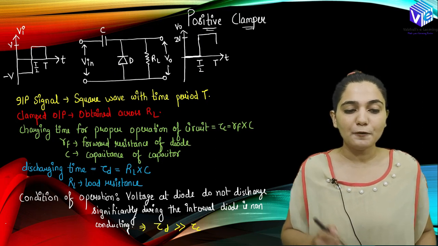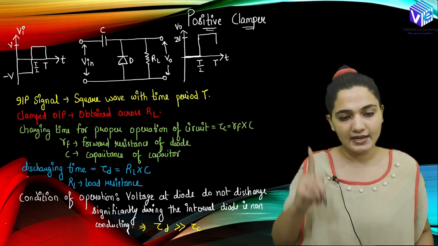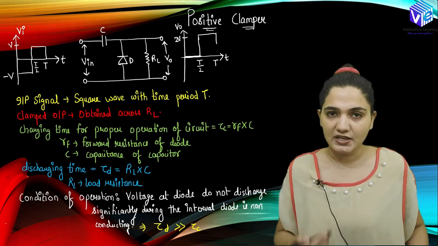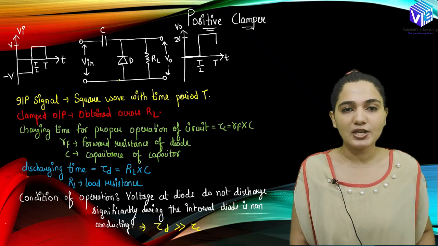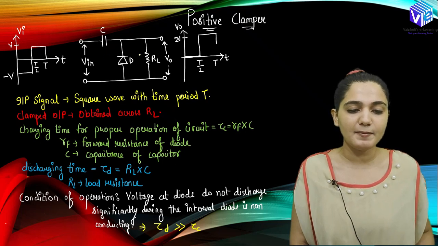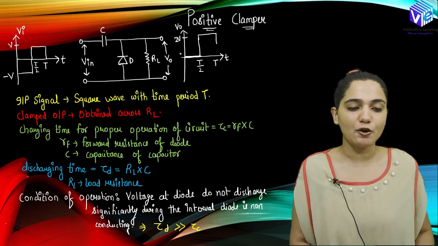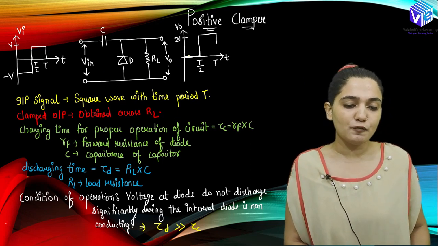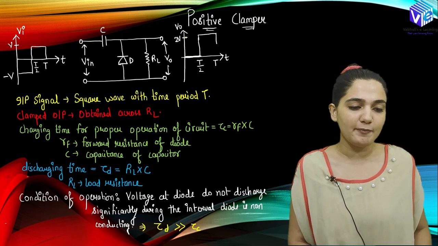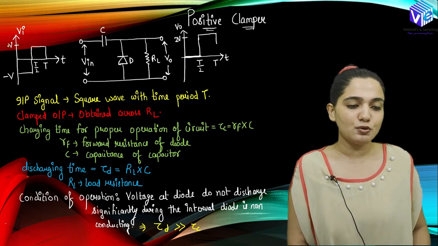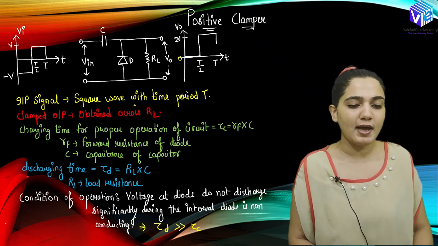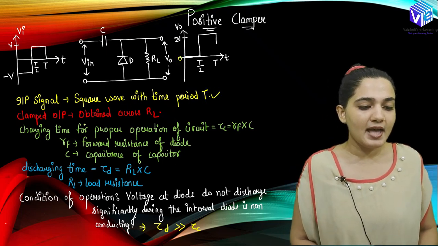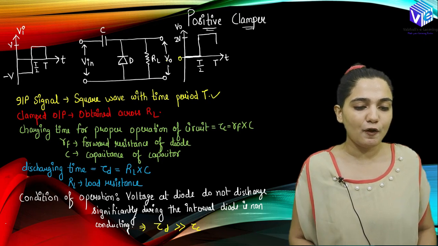When the diode is placed in the upward direction, we have positive clamping, right? So with the direction of the diode you can see which type of clamping we have. Then we place the load resistance, and from the load resistance we can measure the output voltage. The output voltage will be clamped, it has moved upward. So from -V to V, the range has become 0 to 2V. The input signal is a square wave with time period T, and the clamped output is obtained across RL, right?